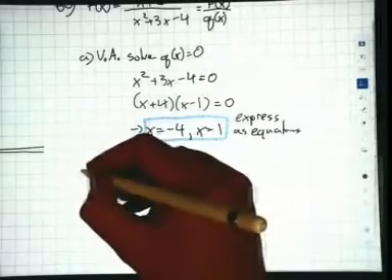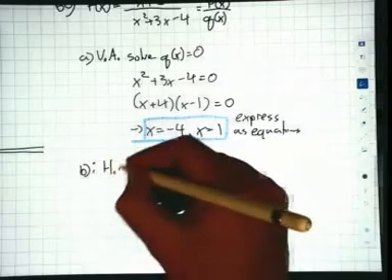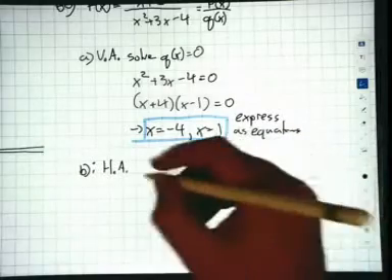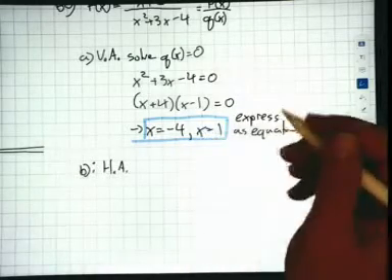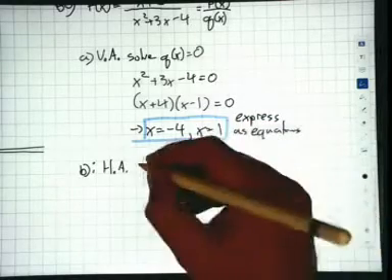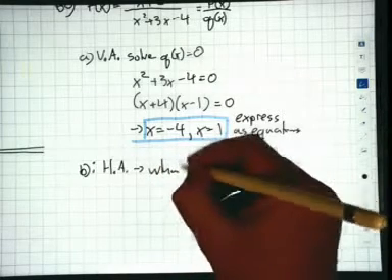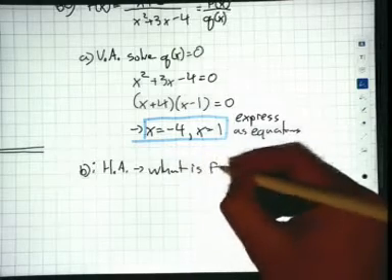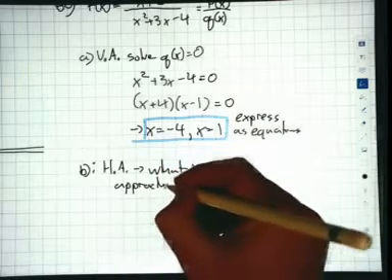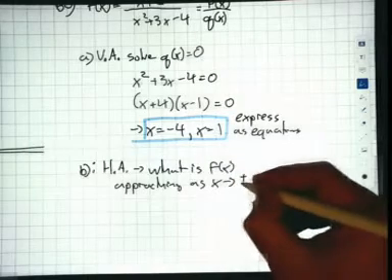The next thing that we want to find is that horizontal asymptote. Now, we were dealing with this type of question a couple of days ago in another class. And the question here is this. What is f of x approaching as x goes to plus or minus infinity?